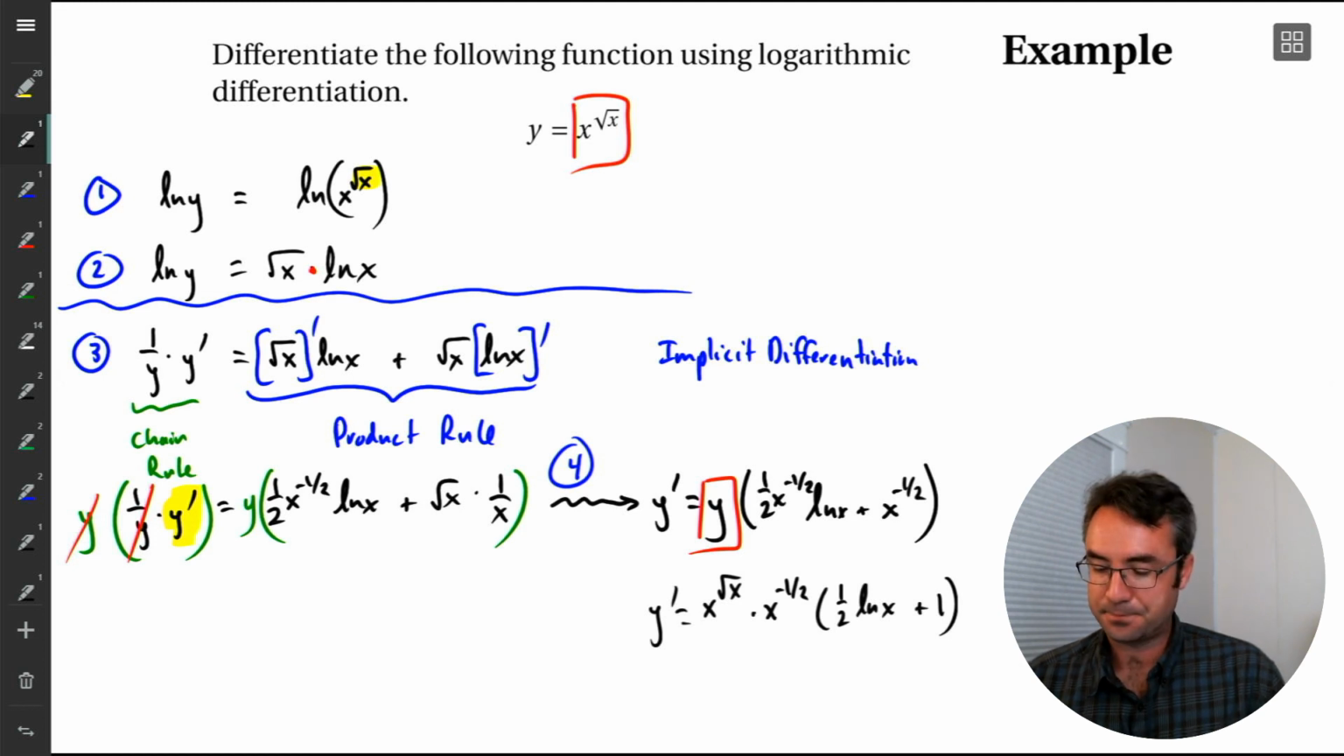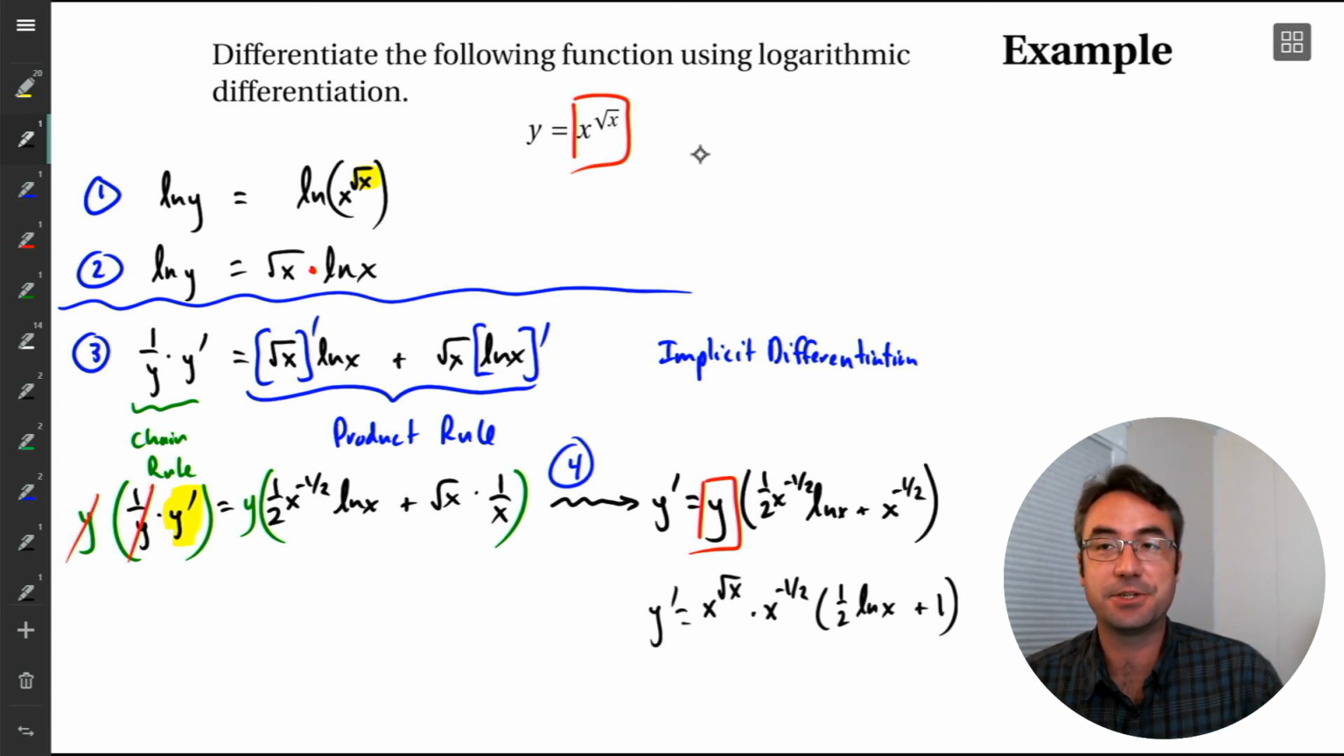All right. So this one, we actually needed to use logarithmic differentiation for. So we're going to talk a little bit more about these types of functions next.